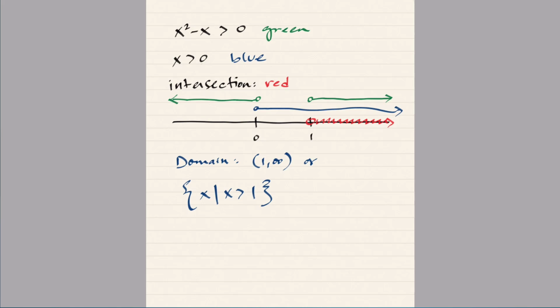And so whether you put it in interval notation or set builder, it should be fine either way. In interval notation, it would be the interval from 1 to infinity with a round parenthesis on 1. In set builder notation, x such that x is strictly greater than 1.